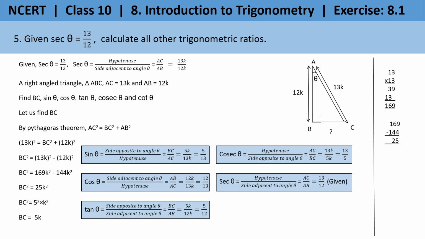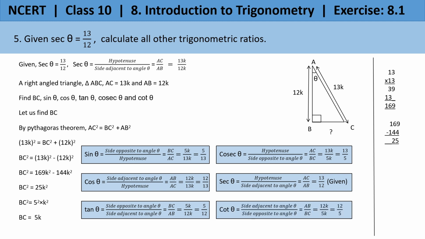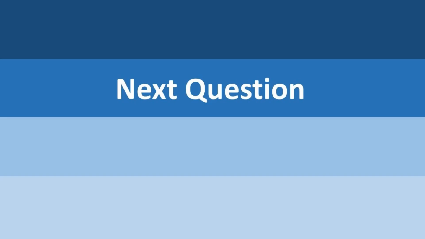We have secant theta from the question. Cot theta is equal to side adjacent to angle theta by side opposite to angle theta, which is equal to AB by BC, which is equal to 12k by 5k, which is equal to 12 by 5. Let us see the next question.